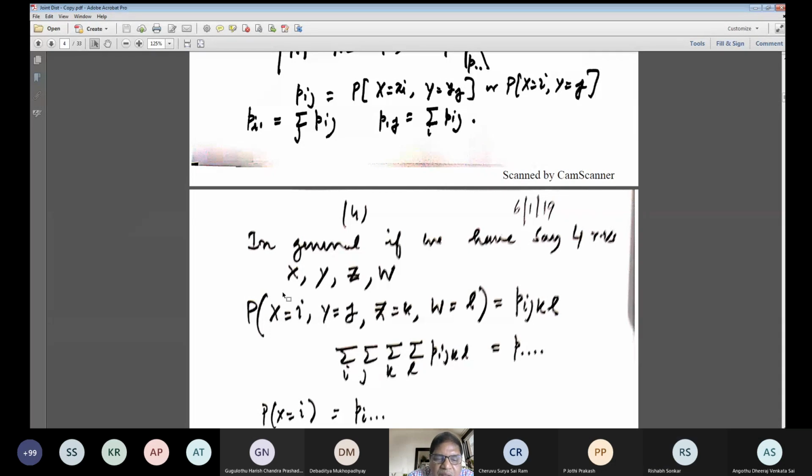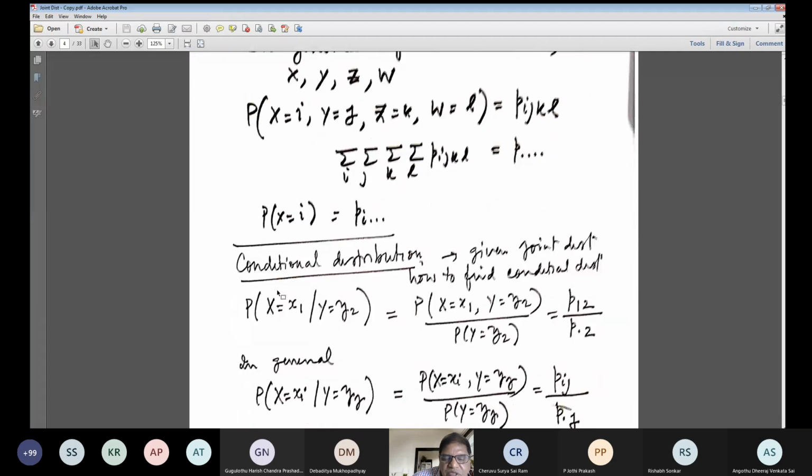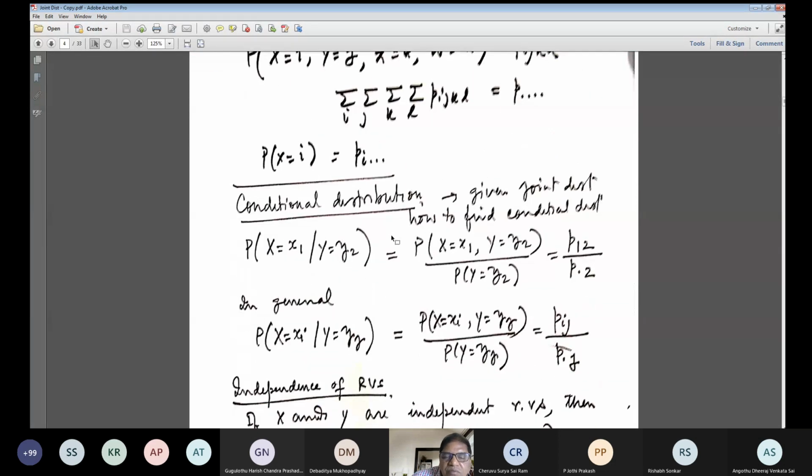So having done the joint distribution, we can find the conditional distribution. Again, a set of notations are introduced. Given the joint distribution, how do we find the conditional distribution? Conditional distribution means x equal to x1 given y equal to y2. That means the second variable takes the specific value y2, then what is the probability that x will take value x1?